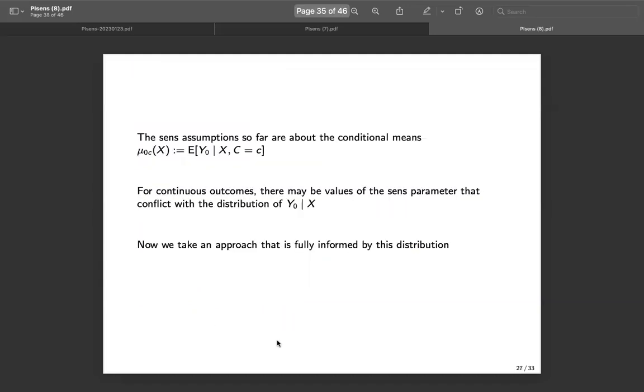Now, the last bit of the talk. All of those sensitivity assumptions using the mean ratio, odds ratio, generalized odds ratio, and mean difference sensitivity parameters are all about the conditional means. And for continuous outcomes, one limitation is that there may be values of the sensitivity parameter that conflict with the distribution of Y0 given X. So now we would like to take an approach that is fully informed by this distribution of Y0 given X so that it doesn't conflict with it.